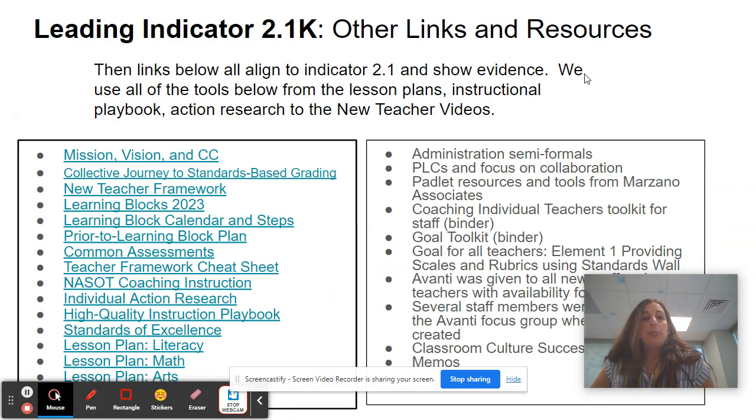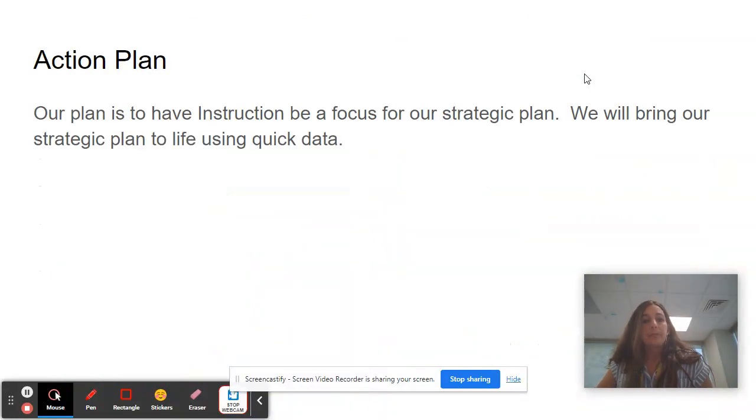Leading indicator 2.1, this one here is our other links and resources. Ultimately, we have a whole list of different resources and tools that are used here. And if you were to click on any of these links, you're able to look at lesson plans, instructional playbooks, action research, and even our new teacher videos and examples of those. Our action plan is to have instruction continuously be a focus for our strategic plan. And we're going to bring the strategic plan to life using quick data.